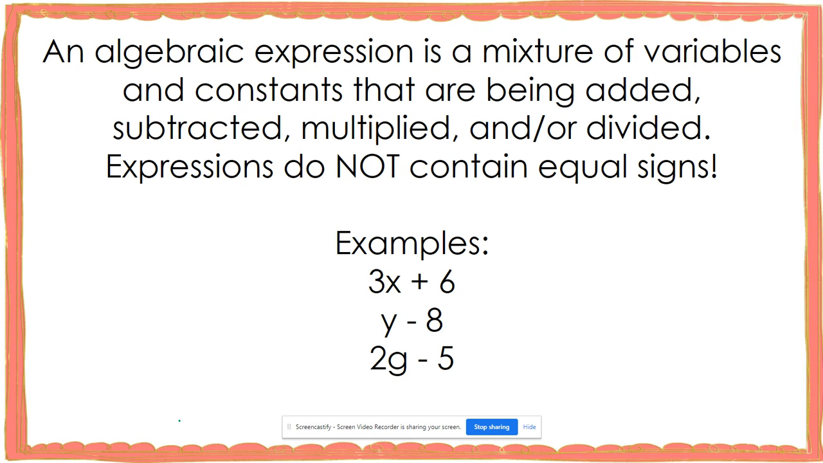An algebraic expression is a mixture of variables and constants that are being added, subtracted, multiplied, and/or divided. Expressions, unlike equations, do not contain equal signs. Some examples of expressions include 3x plus 6. In this expression, we're multiplying 3 by a value x and then adding 6.